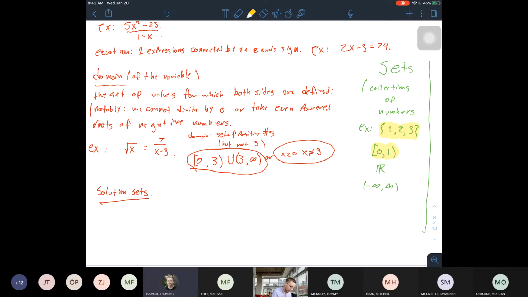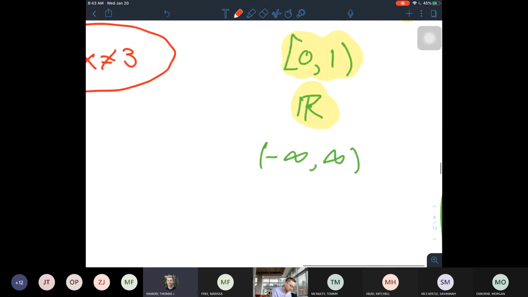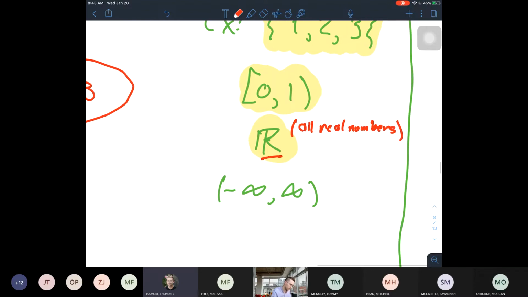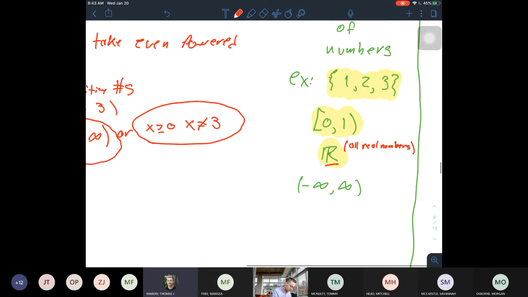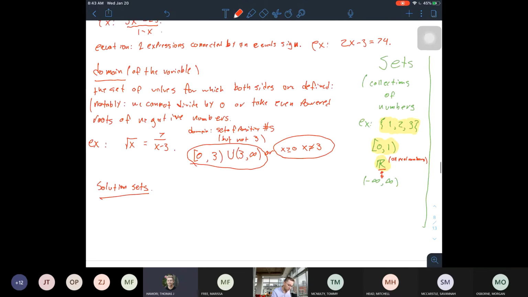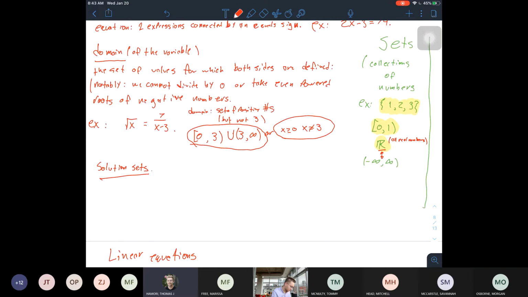Okay, and this funny symbol here is what we have for the real numbers. You could write this symbol, or you could write all real numbers. These two mean the same thing. Infinity, negative infinity, comma infinity, talking about all real numbers again. Okay, so those are some examples of sets.